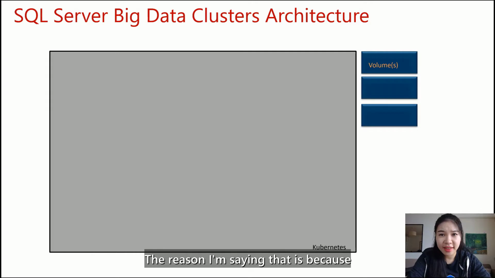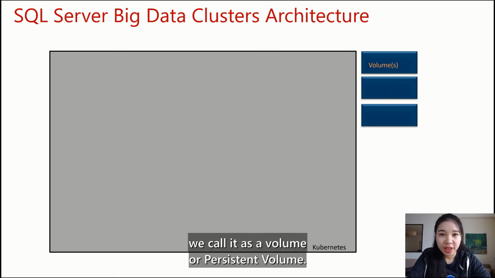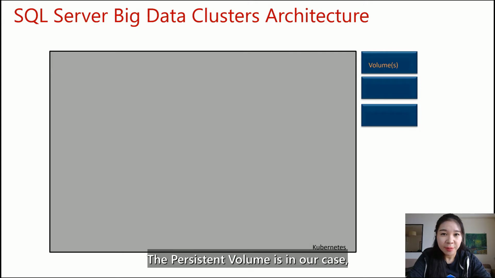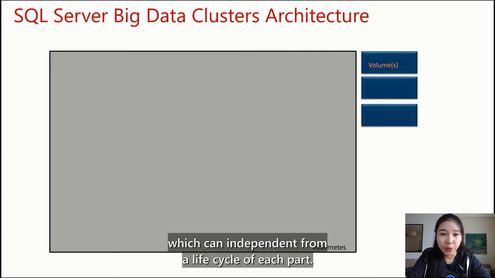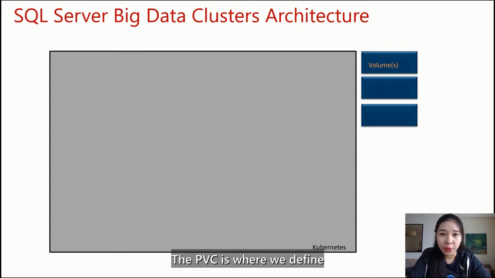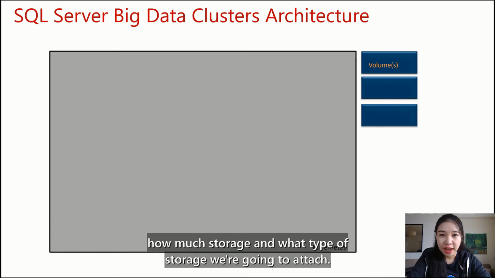The reason I'm saying that is because we can attach storage to the pods. The storage in the Kubernetes world, we call it a volume or persistent volume. The persistent volume, in our case, can be independent from the life cycle of each pod. And when we talk about persistent volumes, of course, we also have persistent volume claims. In the BDC configuration is where we define how much storage and what type of storage we're going to attach.